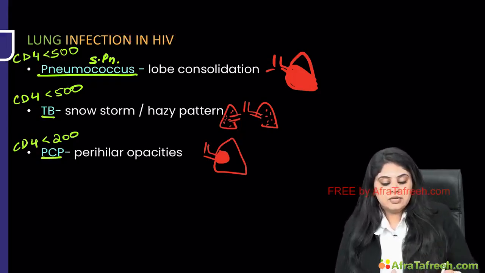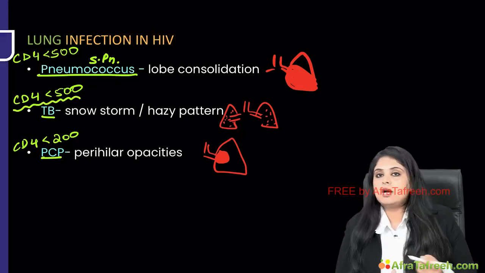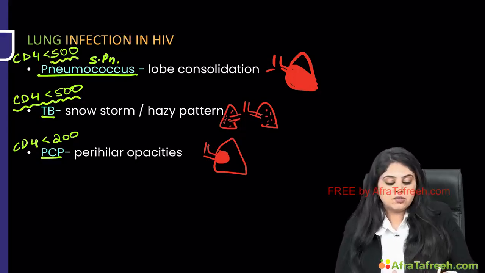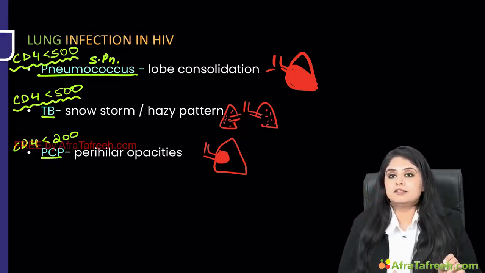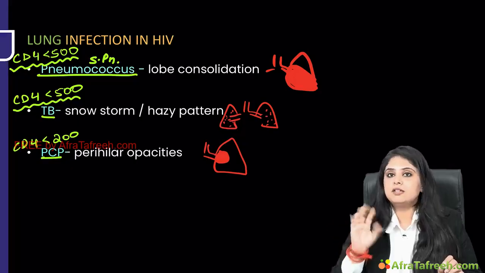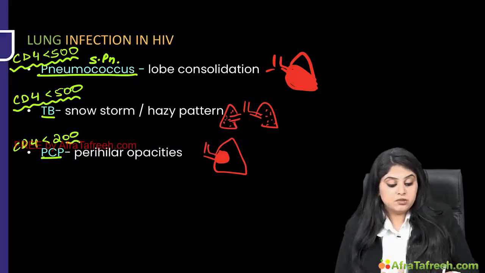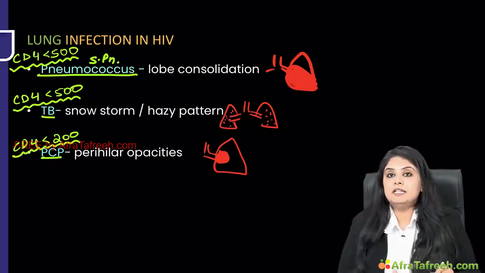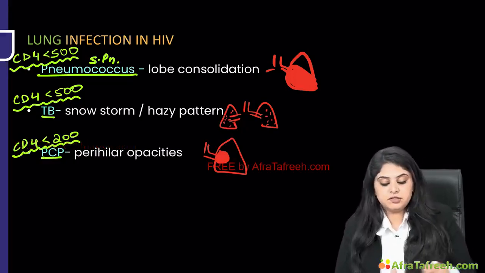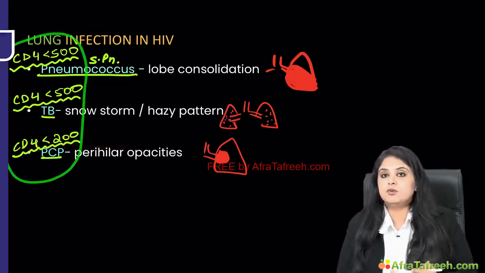So I just told you that TB will occur at CD4 count less than 500. Even Streptococcus pneumonia occurs at a CD4 count less than 500. So bacterial infections occur under 500, but Pneumocystis carinii is going to occur at a CD4 count less than 200. So the first thing that you look out for in the paper is the CD4 count.